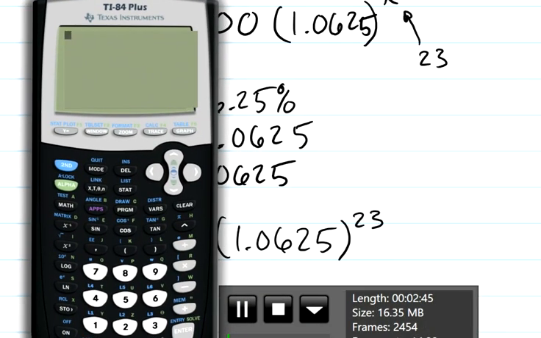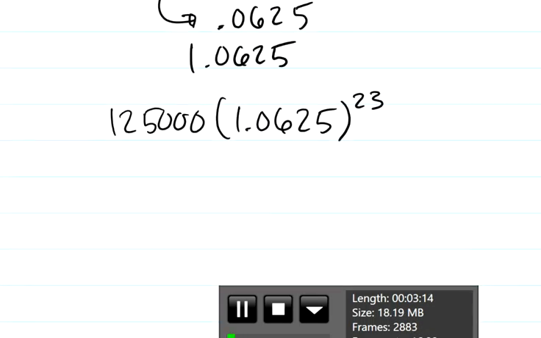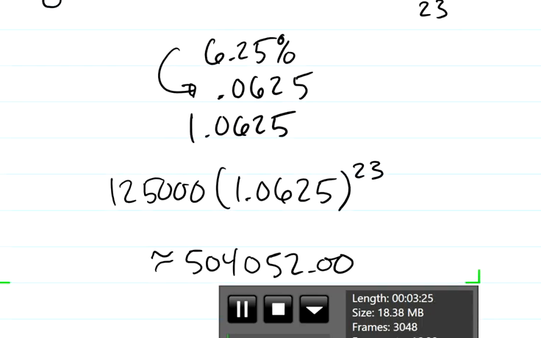So let me grab my calculator. We're going to enter $125,000. I'm going to multiply that by 1.0625 raised to the 23rd power. So I get, what is that, $504,052 and like 30 cents, right? So I would just round this to, at the end of 23 years, this will be about $504,052. That's it.